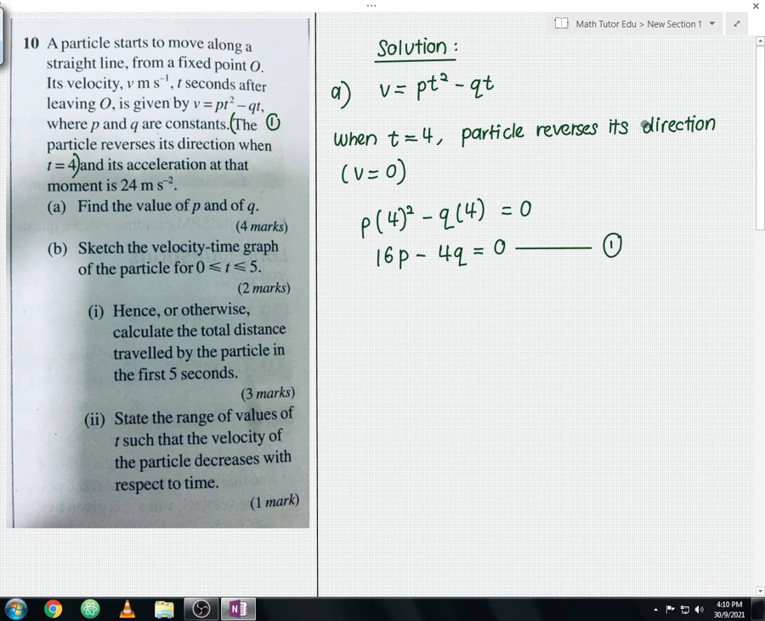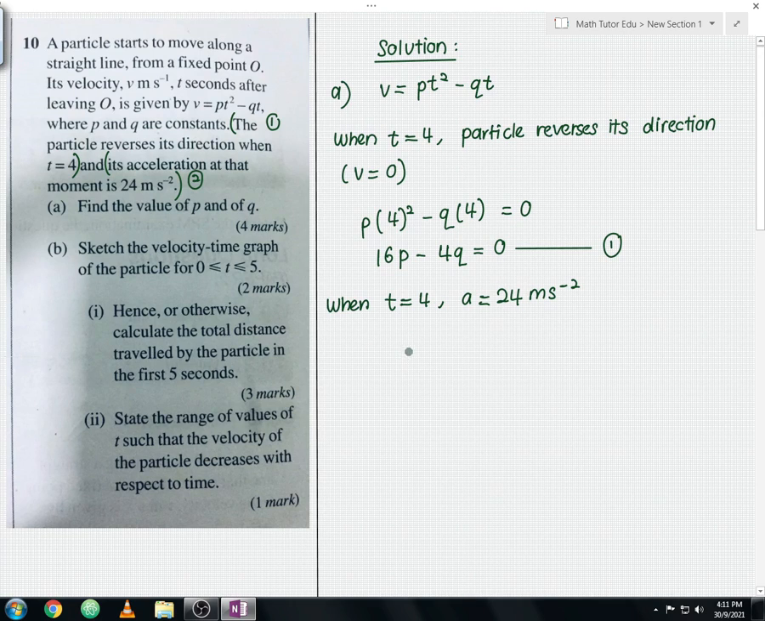Let us move on to information number 2. Information 2 mentioned that when time is equal to 4, its acceleration at that moment is 24 meter per second squared. So this is your second information. When t equals 4, the acceleration of the particle will be equal to 24 meter per second squared. But then you only have the velocity equation here. So how to get the acceleration? No problem guys, we can differentiate the velocity with respect to time to get the acceleration.